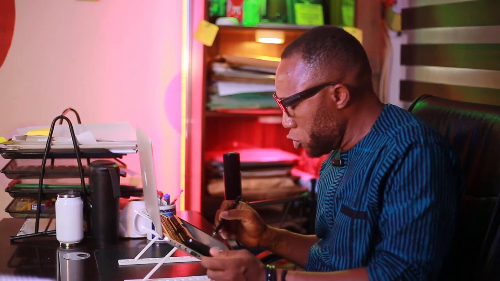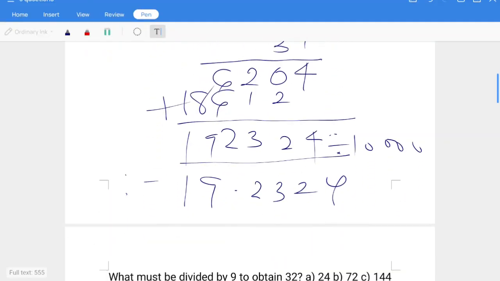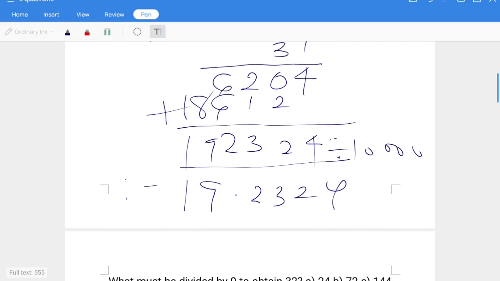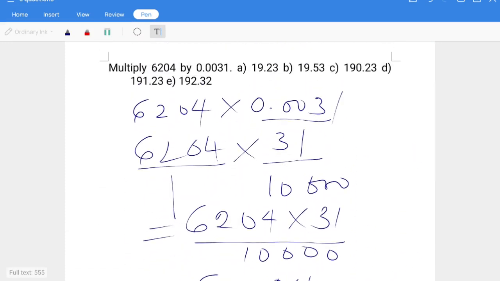And what did the question tell us? If we change it to 2 decimal places, 19.23, do we have 19.23 there? Yes, we do. That's option A. So you have that as your answer.